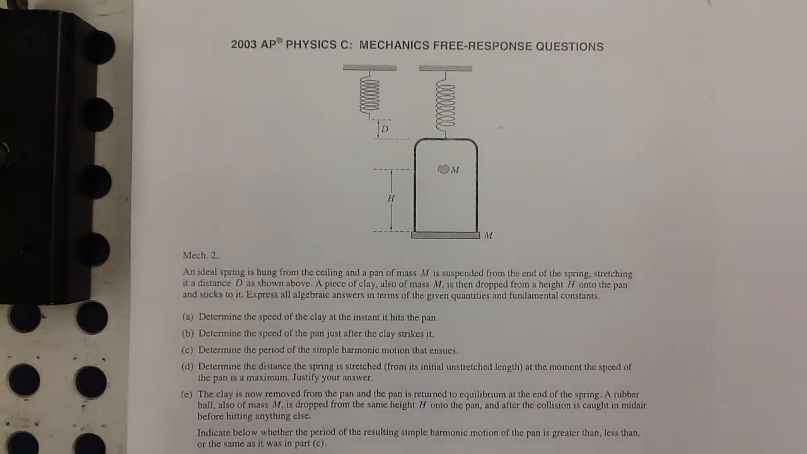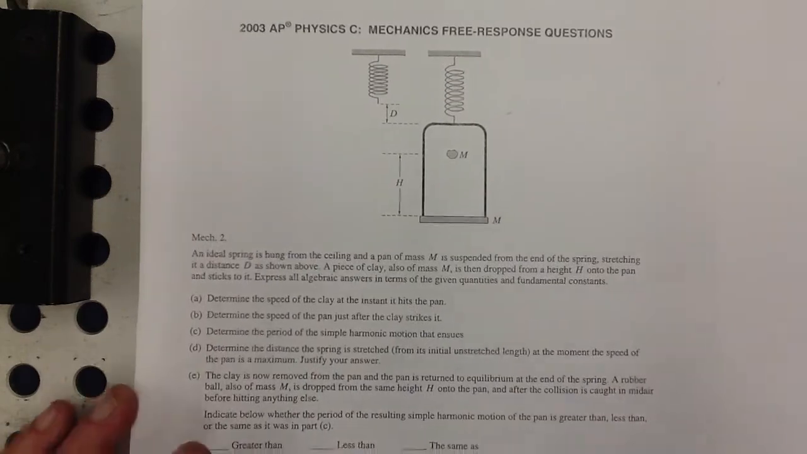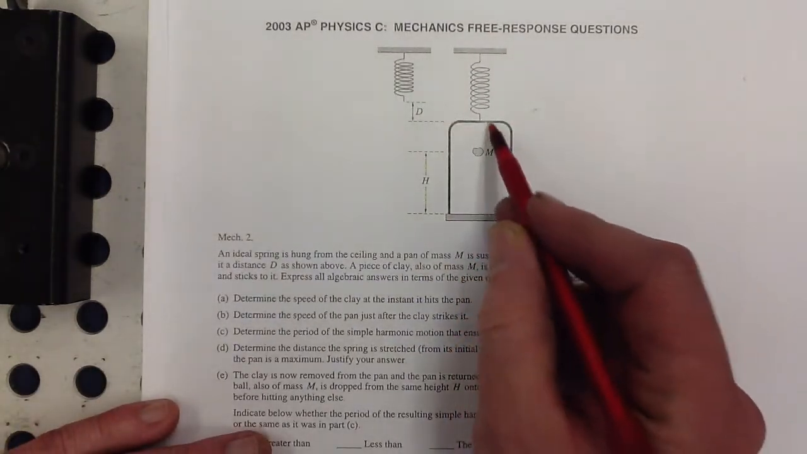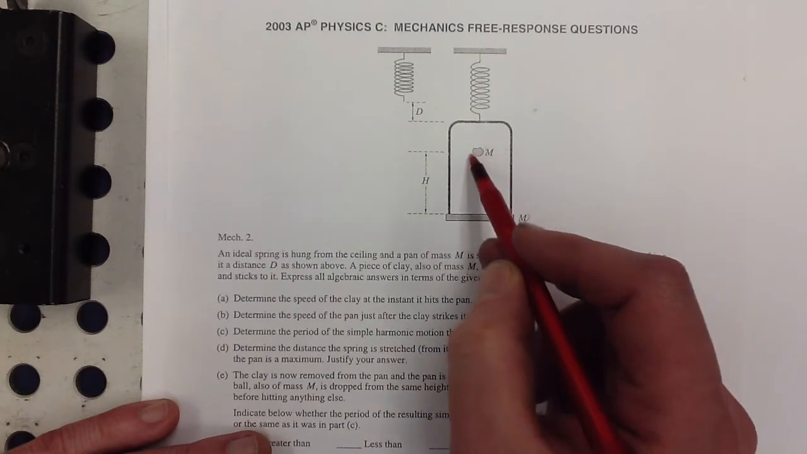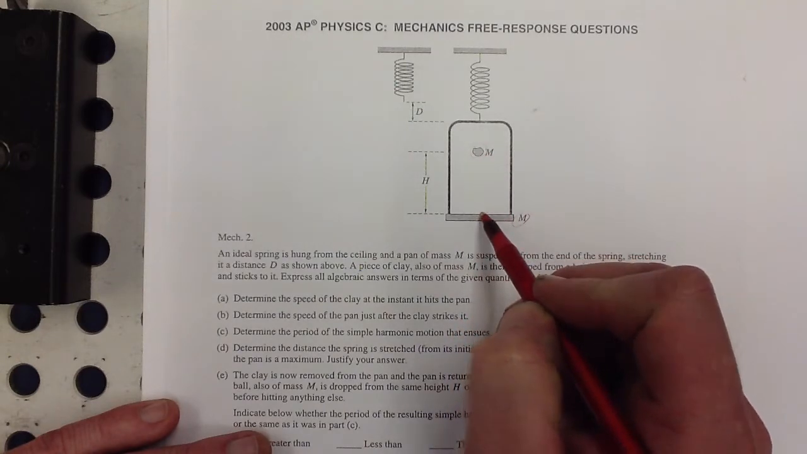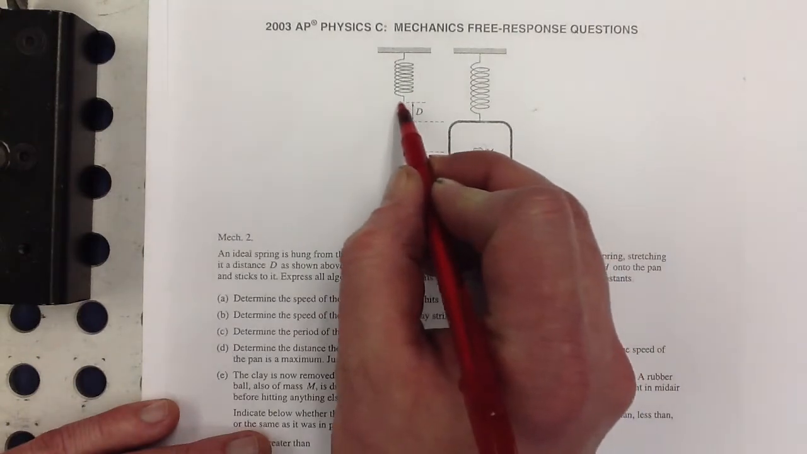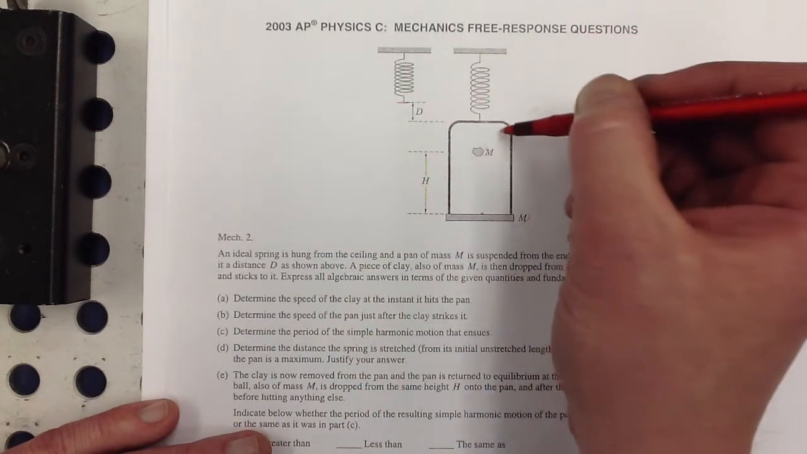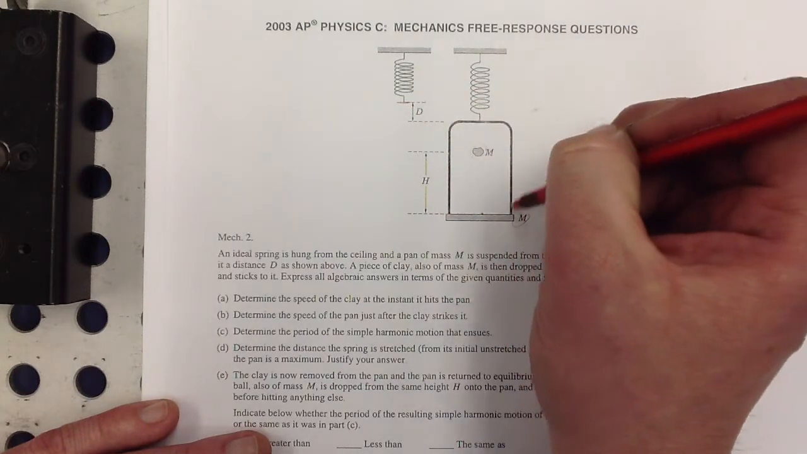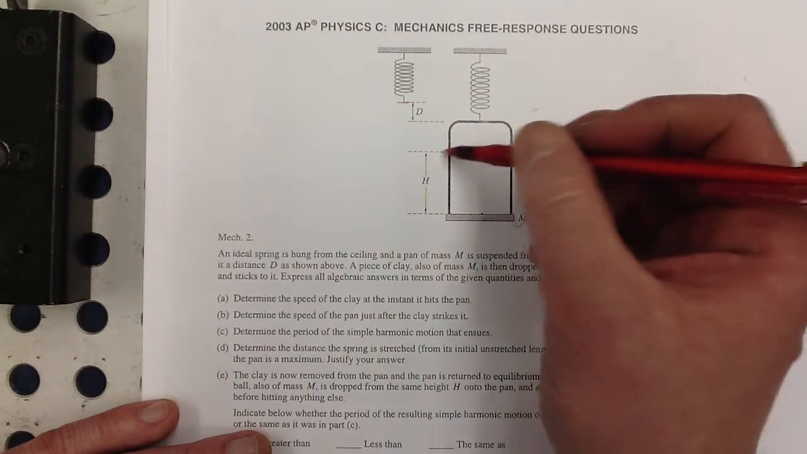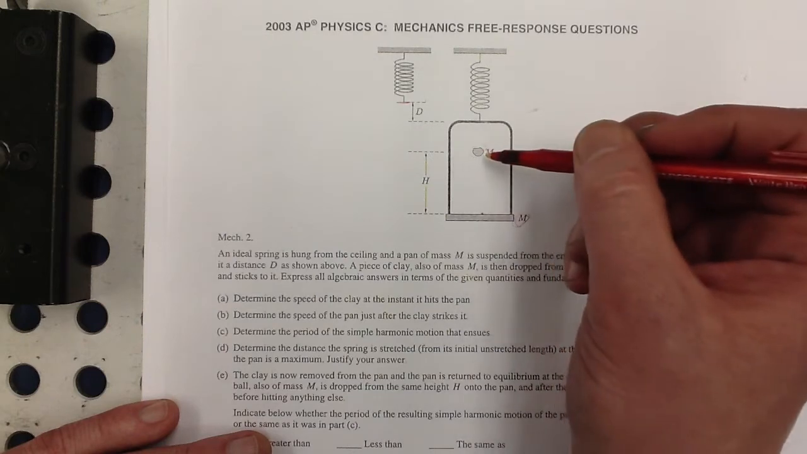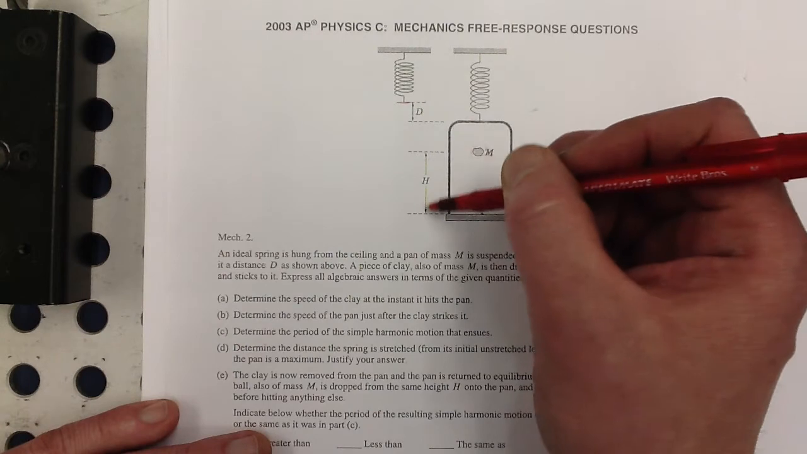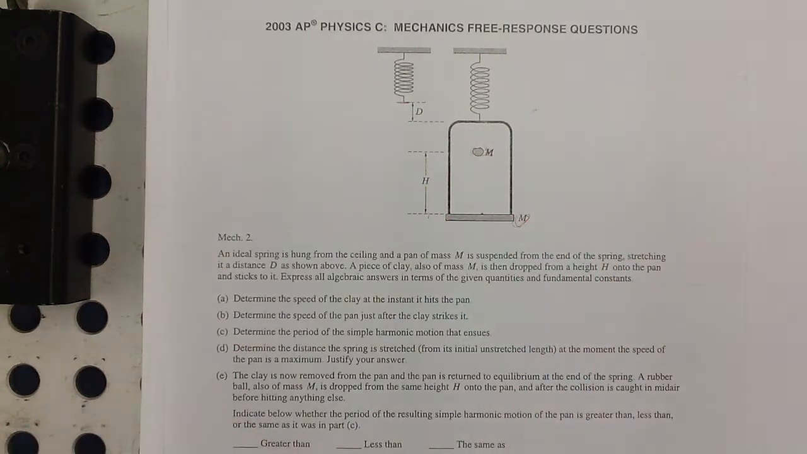Hey, 2003 Mechanics, number 2. We've got a little tray kind of contraption that has mass m, and we're going to drop a little ball of clay onto it. Here's your spring. It was here when it was relaxed. It got stretched this distance d by hanging the tray on it of mass m. And we're going to drop this little ball of clay from a height h above the tray.